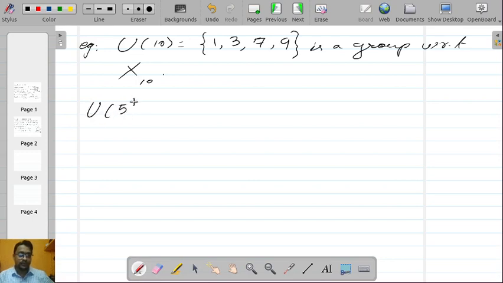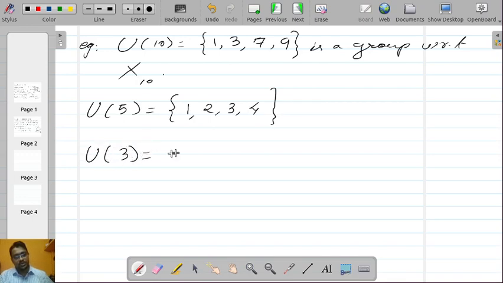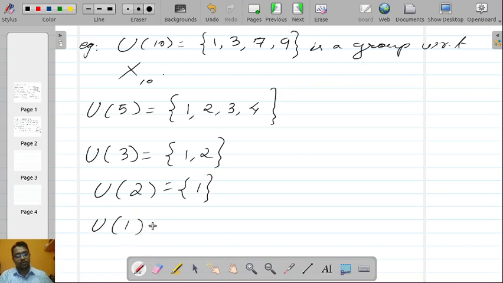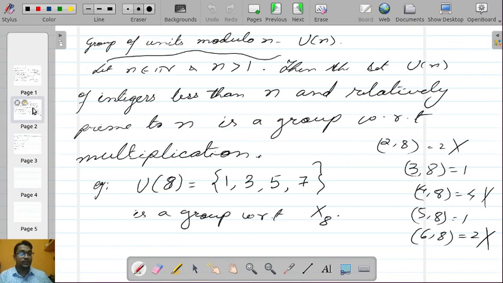What about U_5? What are the elements in U_5? 1, 2, 3, 4. Observe something interesting. What is U_3? U_3 is 1, 2. U_2 is just the singleton 1. So there is nothing called U_1. U_1 is an empty set. There is no positive integer which is strictly less than 1. How did I define this set? I have to write positive integers. Please correct this.